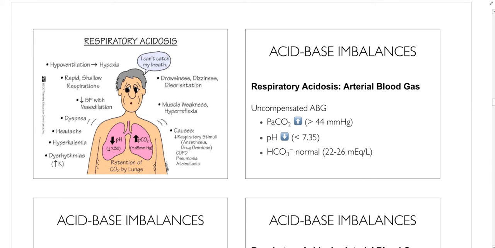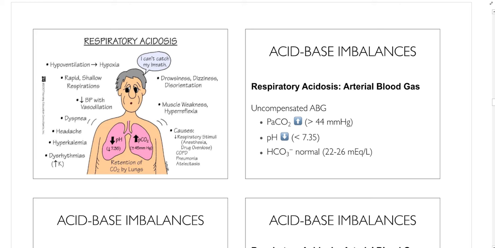So when we look at an ABG with someone who has respiratory acidosis, we're going to see a heightened CO2 level, partial pressure of CO2. Most of the time it's 35 to 45, but each lab may be different. We're going to see a CO2 level above 45. We're going to see a pH that indicates acid, so one that's below 7.35.